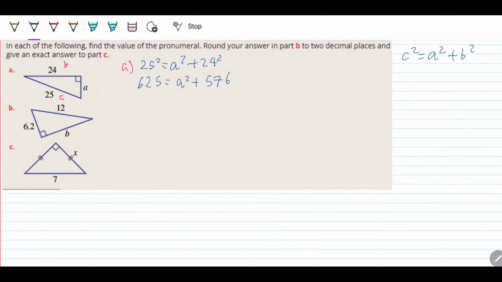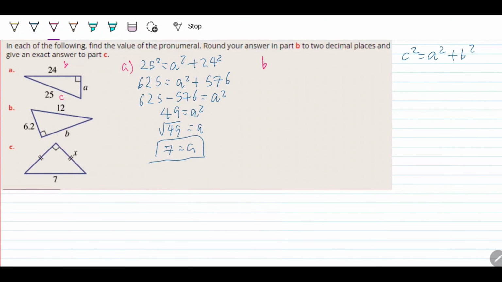576. Move the 576 to the other side, and we get 625 minus 576 equals A squared. 625 minus 576 will give me 49 equals A squared. So we just need to find the square root of 49, which is 7. So that's how you find the length of the shorter side.